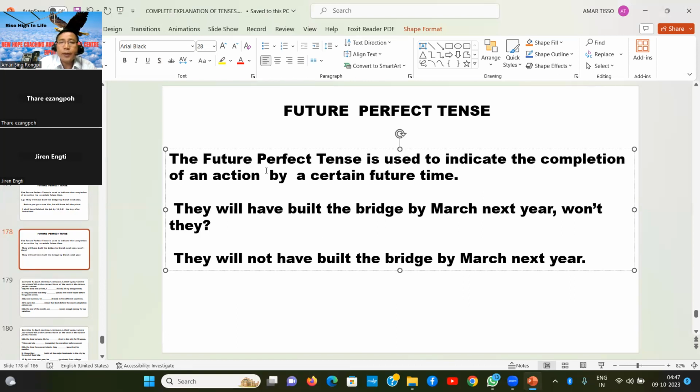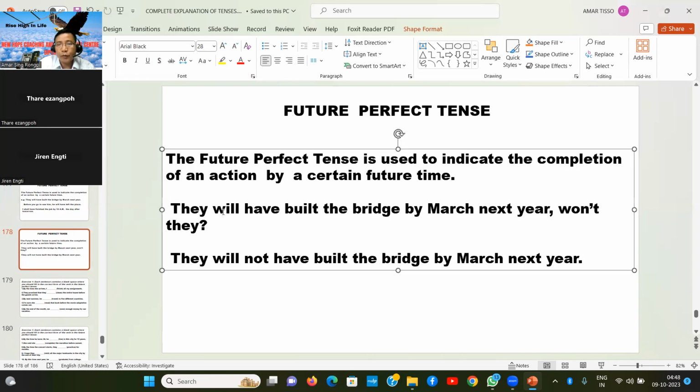It means... That is the meaning of it, something like that.